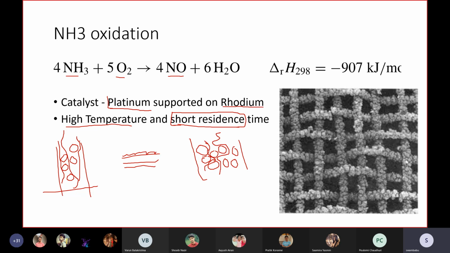In the case of a packed bed, the particles are stationary, so there is no problem. But I am saying that when the particles tend to move, there is a problem. What problem could happen? Just think about it. Any answer from the students?